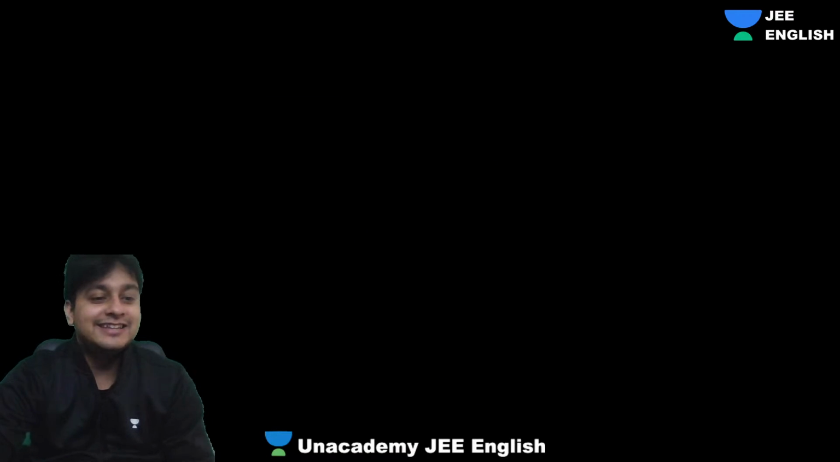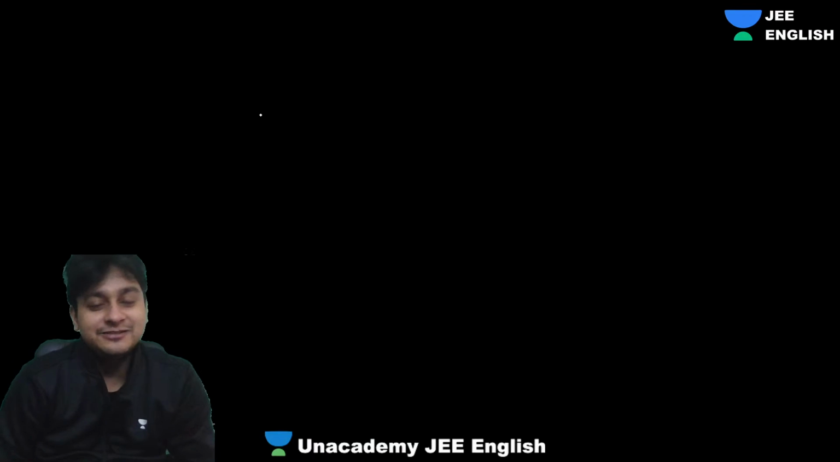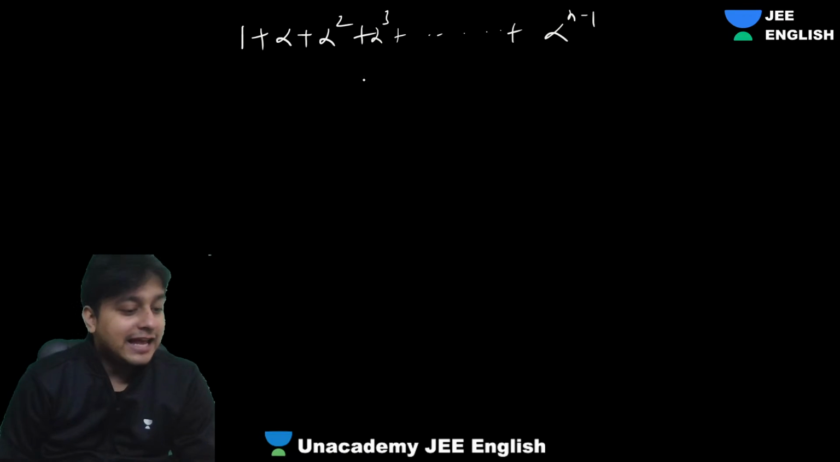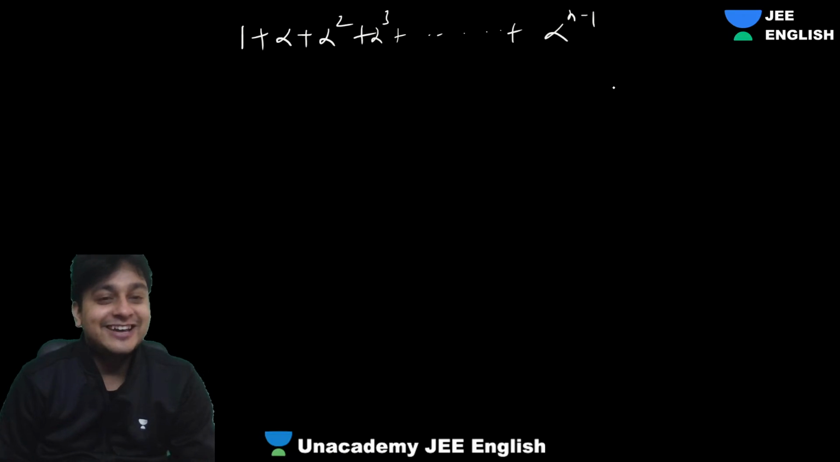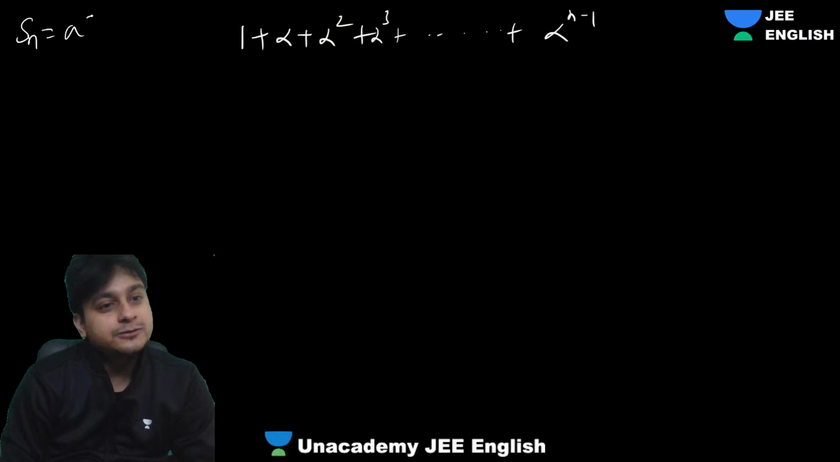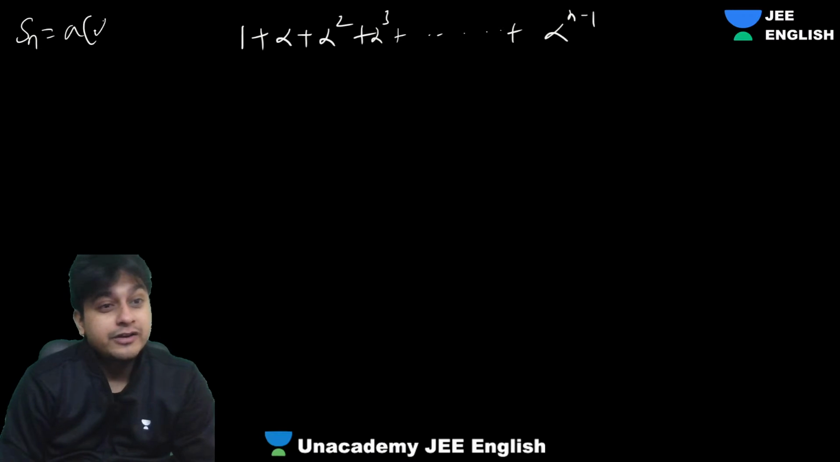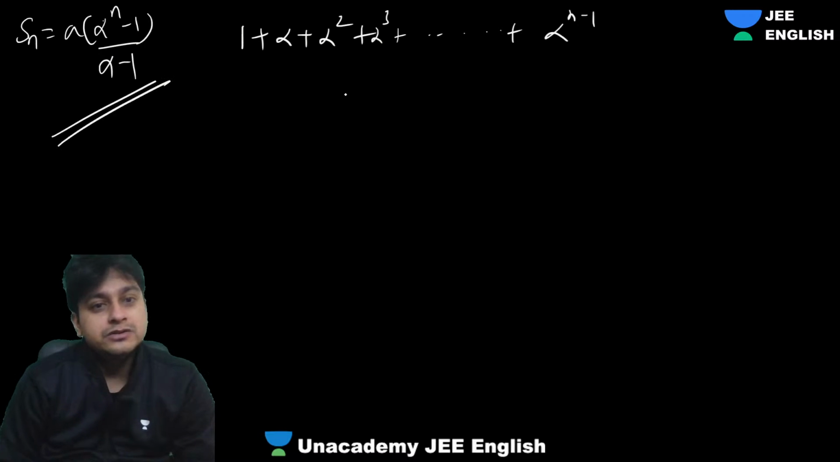Great. Now what is the amazing thing? What is the sum of all the roots? Let's calculate it. Let's not look into the formula, let's calculate that. It's a very amazing thing. So 1 plus alpha plus alpha square and so on till alpha power n minus 1. Let's calculate the sum of all the roots. It's a GP. Everyone knows the formula of GP. Sn equals a times r power n minus 1 upon r minus 1, right? Everyone knows that.